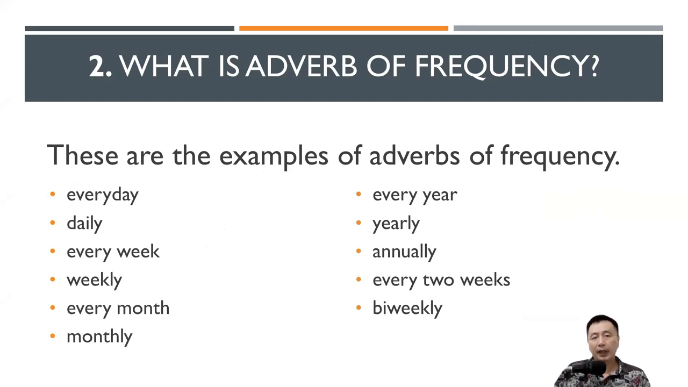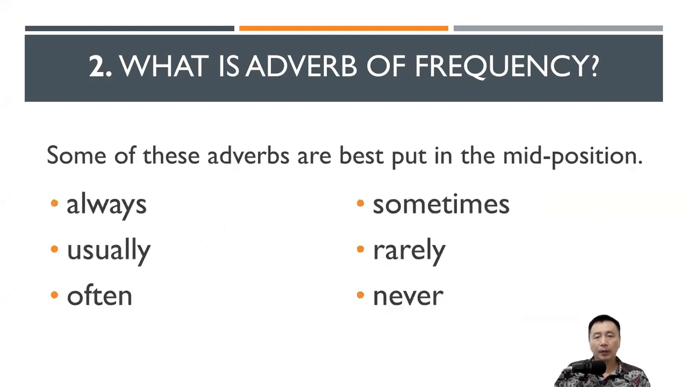We have every day, daily, every week, and so on. And we also have this one: always, usually, often, sometimes, rarely, never, generally also.